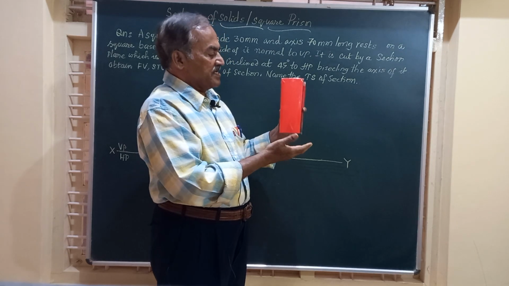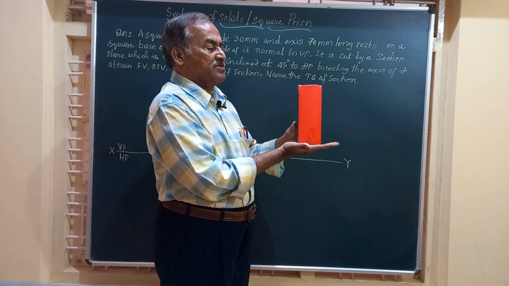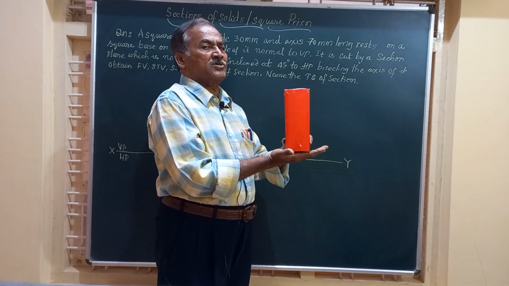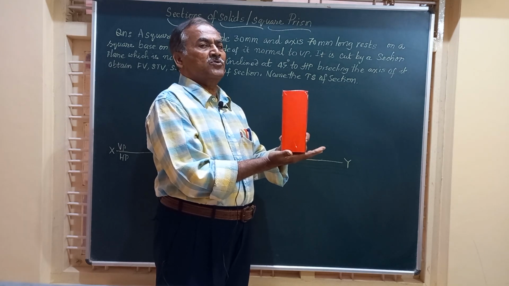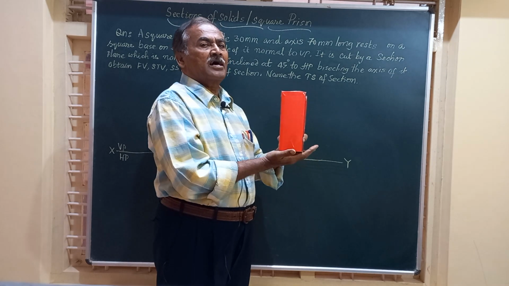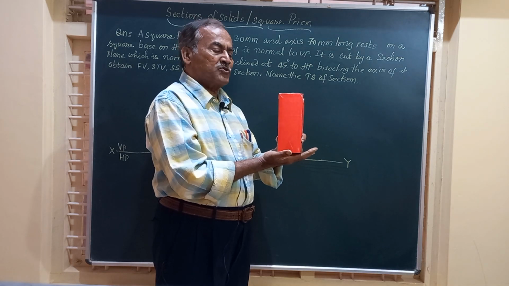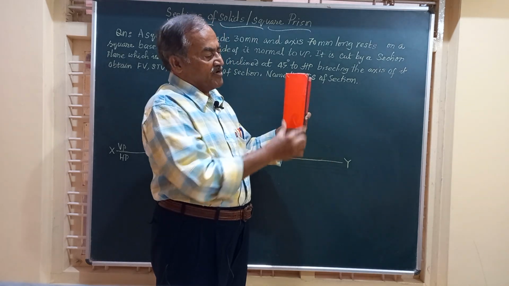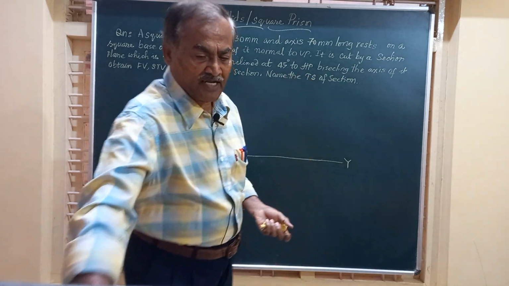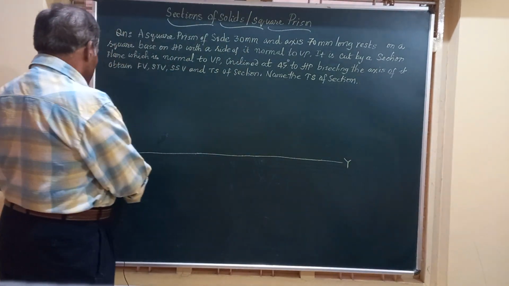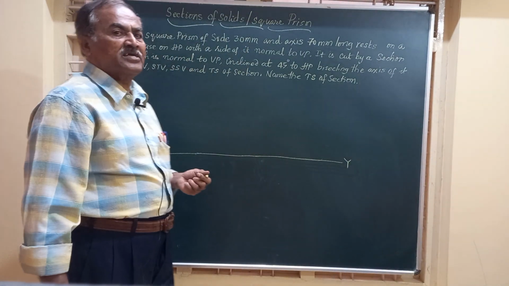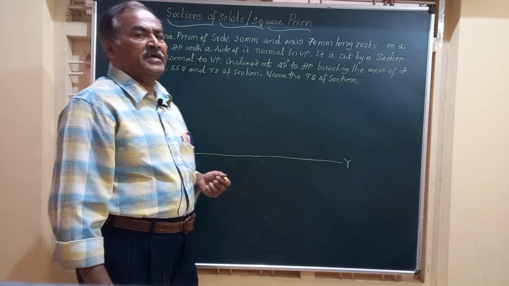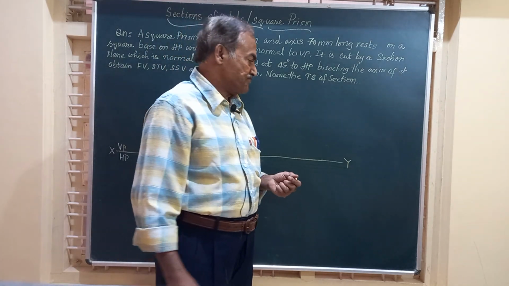Now friends, let us place this prism on HP. My palm is the HP, and obtain the front and top views. So in the top view, you will be able to see a square, and we commence the projection of this solid from the top view. So top view is a square and front view is a rectangle of the given height. So friends, I have marked the XY line, the line of intersection of VP and HP, and I have shown VP and HP indicating the first angle projection.